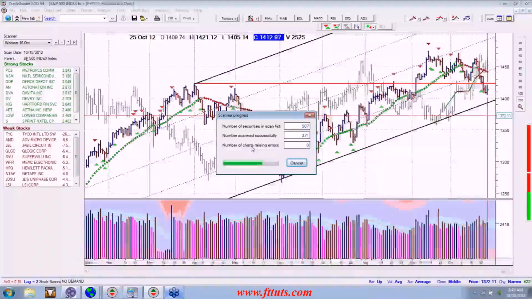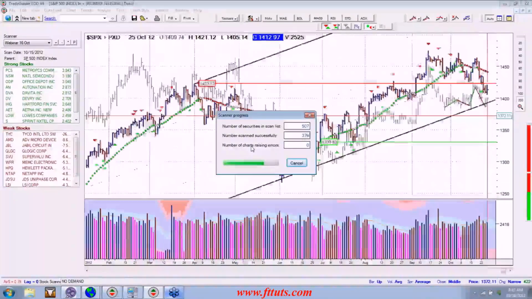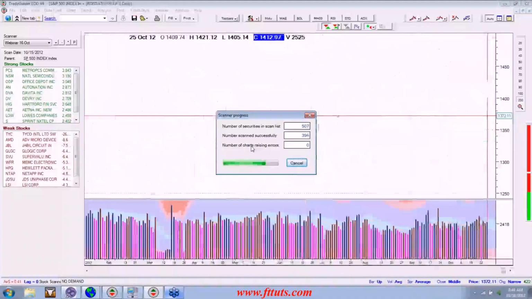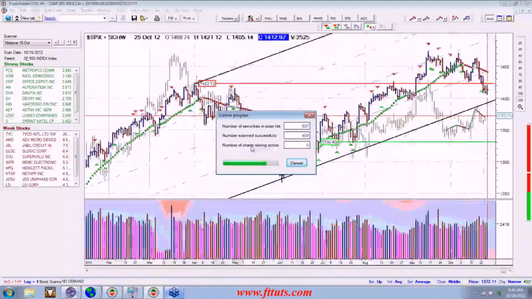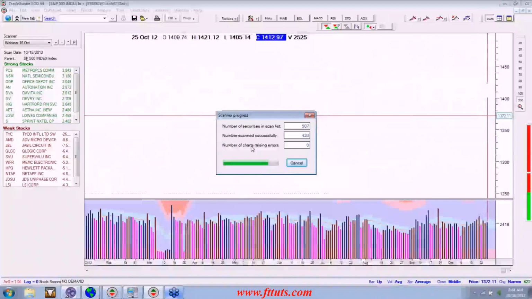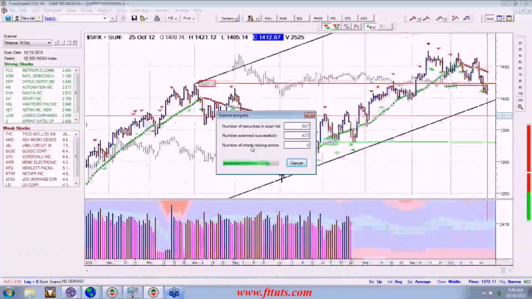People are reluctant to go into strongly acting stocks. But believe me, if you check it out carefully, you'll see that's the best way to do it. And we've got this built-in scanner that will scan for that.